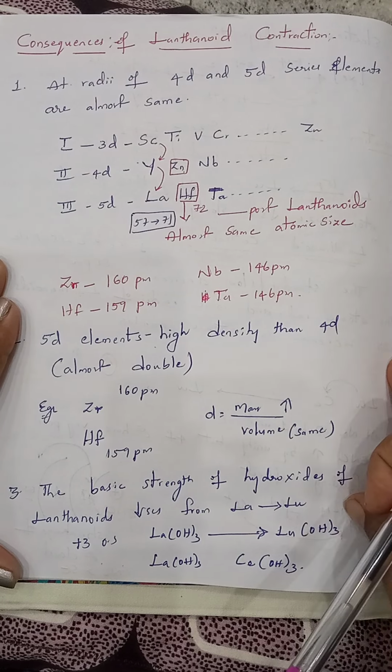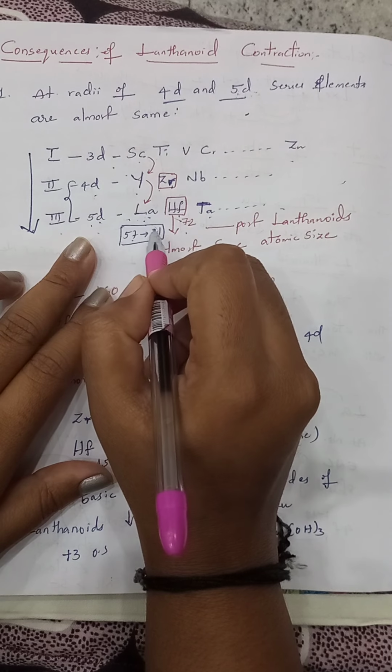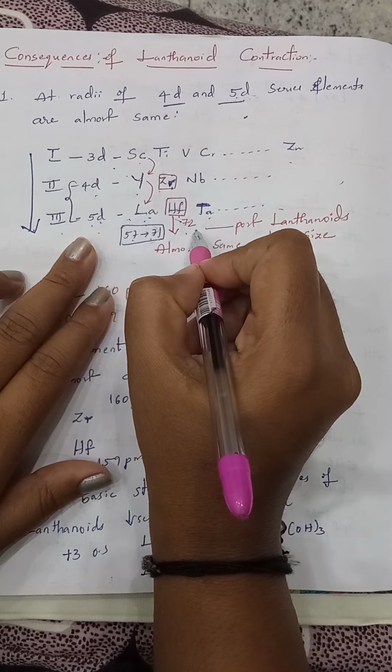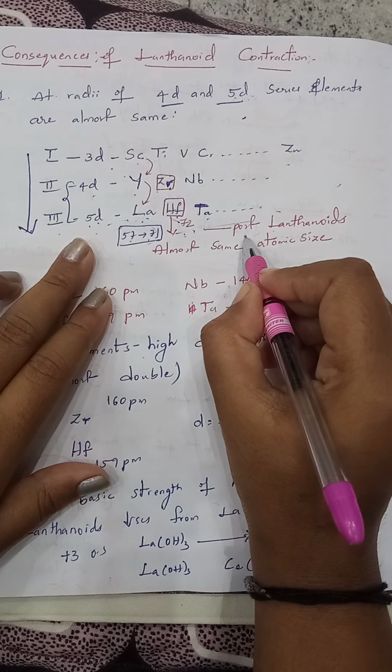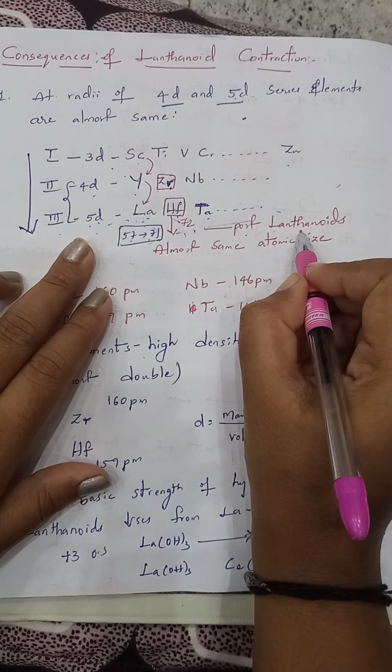For example, we can take the 4d series element zirconium and the 5d series element hafnium. The atomic number of hafnium is 72. The elements from 57 to 71 belong to the f block, and the 72nd element belongs to the 5d series. The elements which come after atomic number 71 are known as post lanthanides, because after the lanthanides we can see hafnium, tantalum and some other elements of the 5d series. So we can call them post lanthanides because they are present after the lanthanides.